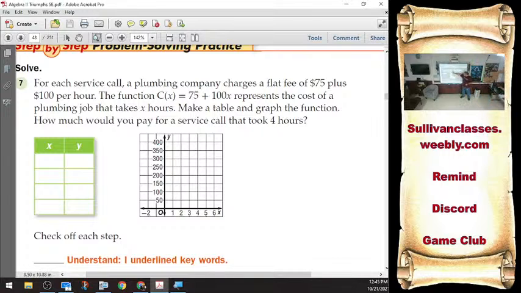This type of equation is very common. For every service call, the plumber is going to charge you $75 just to get out to your house, and then $100 per hour. Technicians get paid because they have the individualized skill that you don't.